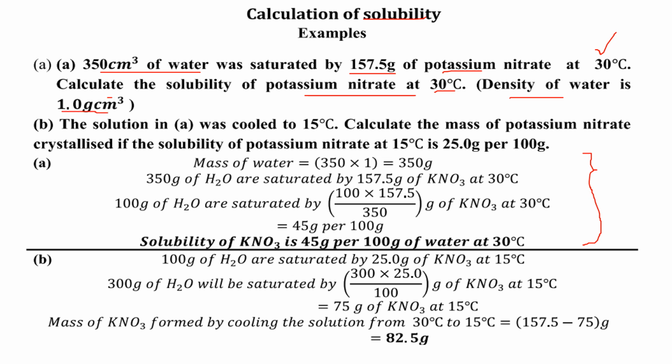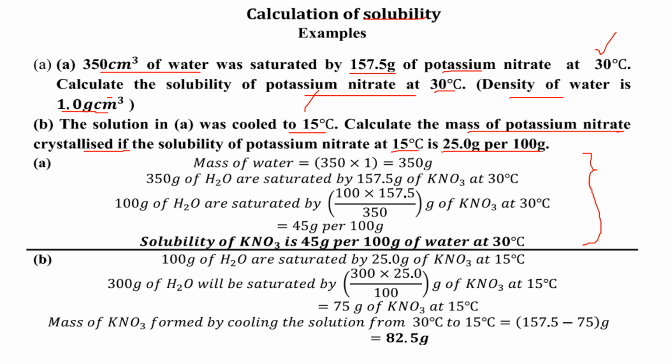And part B, the solution in A was cooled to 15 degrees Celsius. Now calculate the mass. Here they are trying to show you the effect of temperature. And we say that an increase in temperature increases solubility, and a decrease in temperature is going to decrease solubility. They are directly proportional. So here we are supposed to calculate the mass of potassium nitrate that is crystallized, if we are told the solubility of potassium nitrate at the same temperature is going to be 25 grams per 100 grams of a solvent.